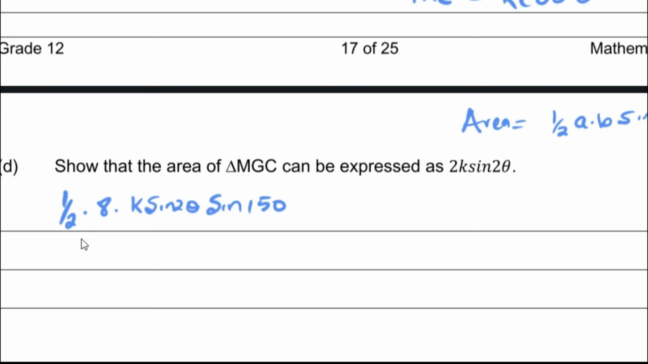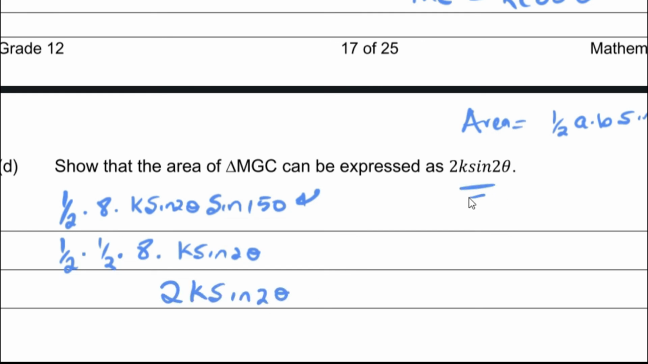So this here can be written as half times 8K sine 2 theta, because sine 150 gives you sine 30, which also gives you half. So half times half is 1 over 4. 1 over 4 times 8 is 2. So I just have 2K sine 2 theta, which is exactly what these guys wanted. That's it. That's your area. Well done.